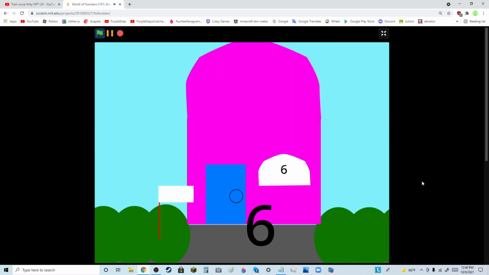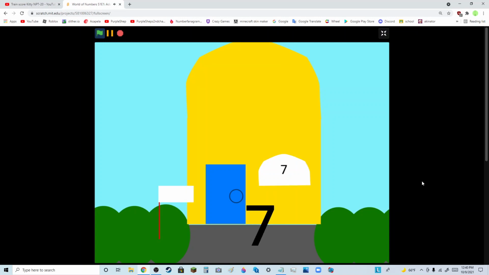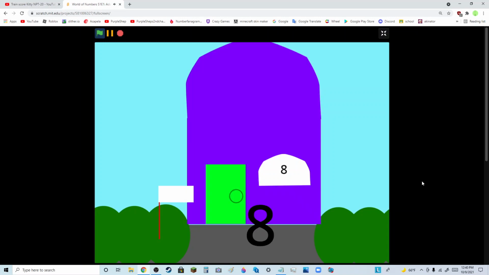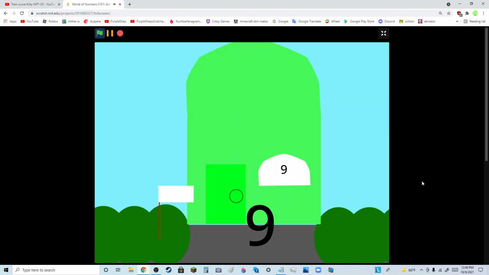My house is a good place to play games. Oh, lucky me. I'm seven. Hello, my name is eight. And last but not least, I'm nine.